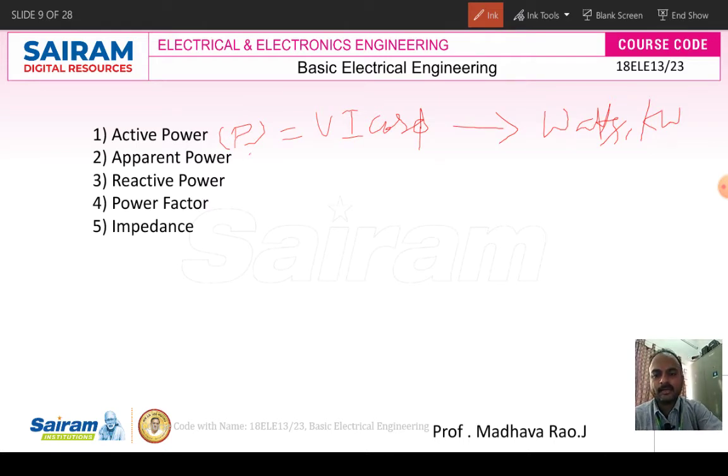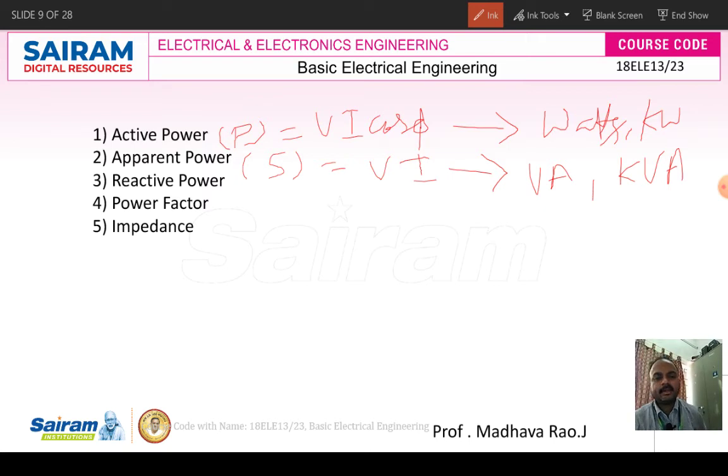Next, the second one is apparent power. Apparent power is denoted with capital letter S. It is defined as the product of the RMS value of voltage and the RMS value of current, that is VI. Apparent power is equal to VI. The unit of apparent power is volt ampere or kilovolt ampere.